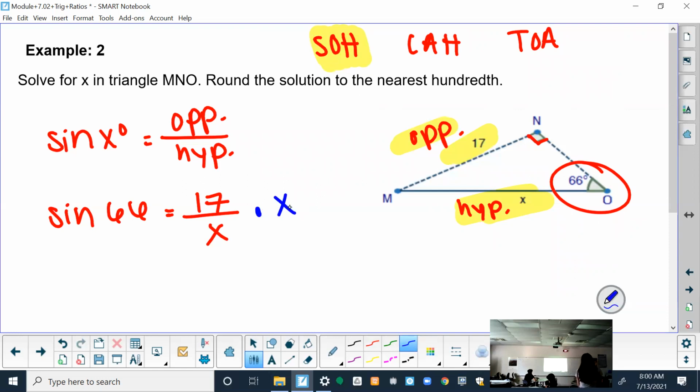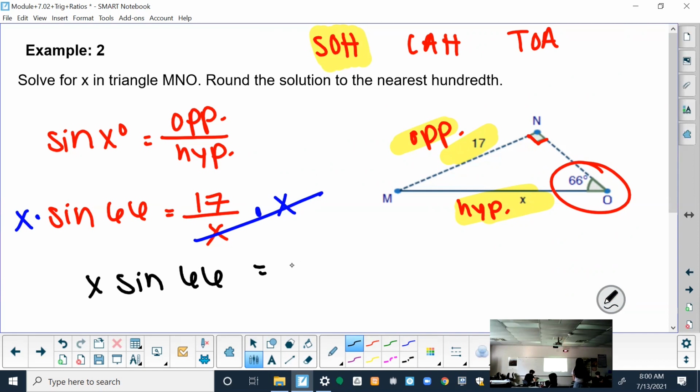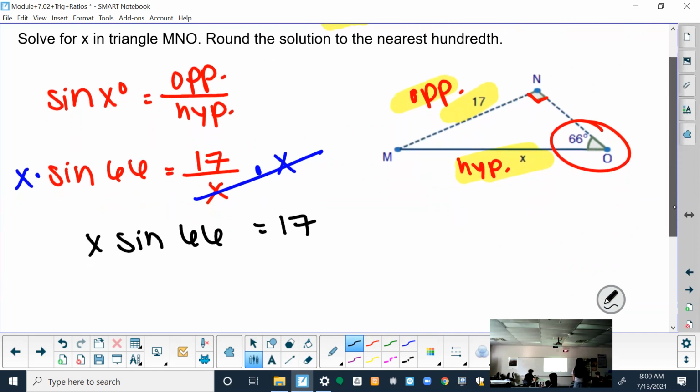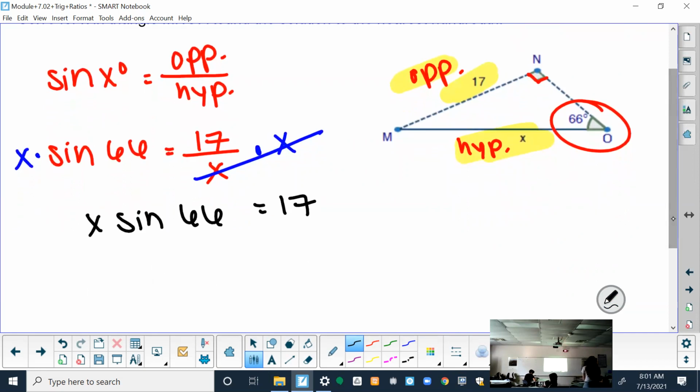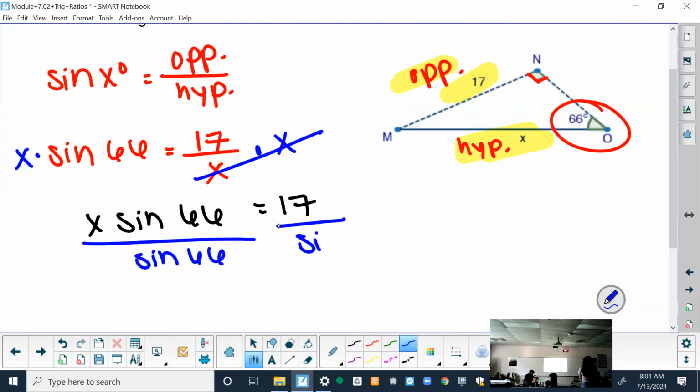All right, so if I multiply by x, that'll get rid of it on the right-hand side. And then what I do on one side, I have to do to the other side. So on the left side, I have x sine 66 equal to 17. Again, we want the x to be by itself. Right now it's being multiplied by this sine 66. So what's opposite of multiplying? So we're going to divide sine 66 on each side.